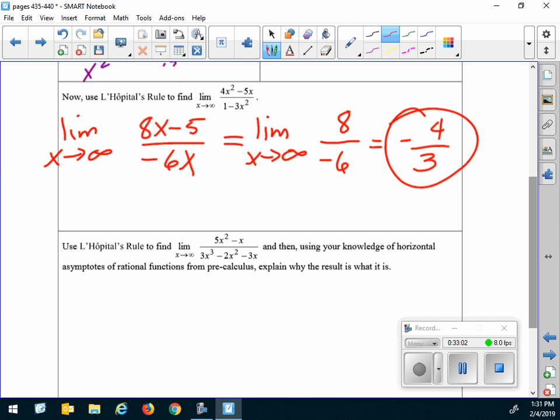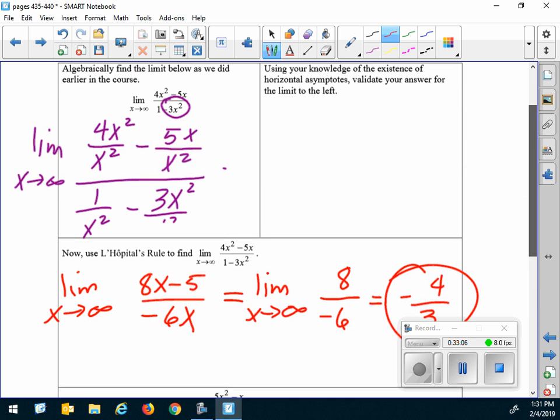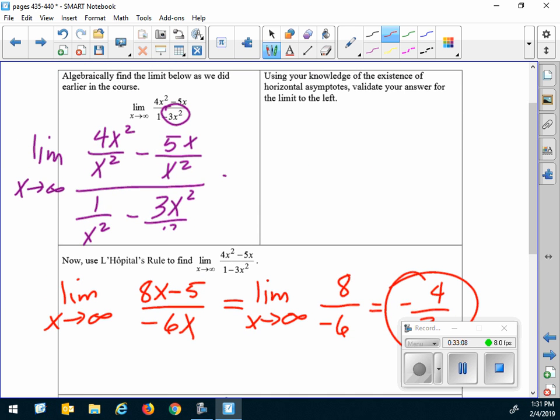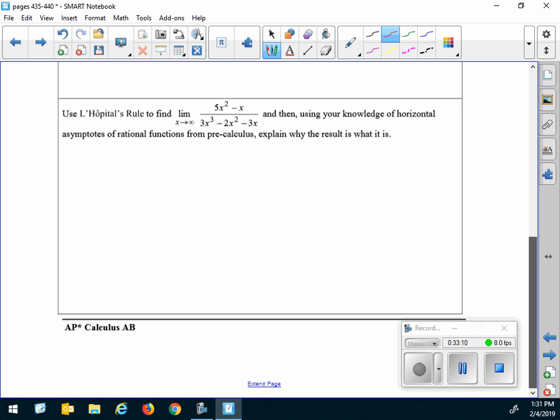So you got 3 ways to do the same thing. Pre-cal, dividing by that x squared, and L'Hopital's rule. Same thing. Okay, we got one more here. Use L'Hopital's rule to find this limit, and then using your knowledge of horizontal asymptotes from pre-cal, explain why the result is what it is.